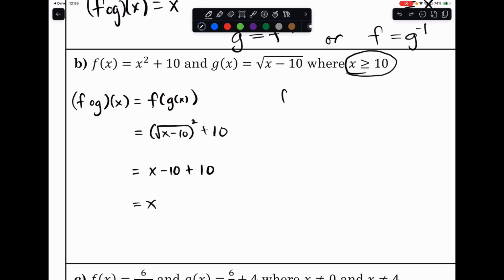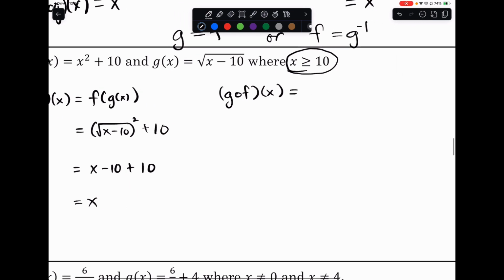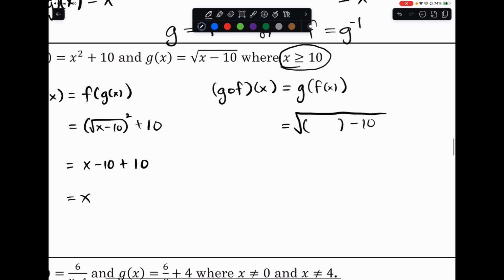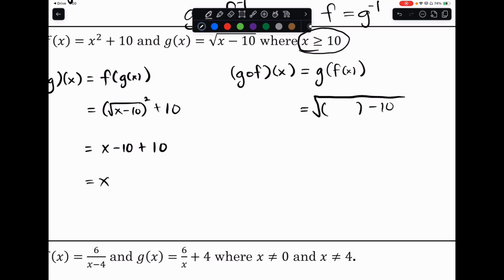Now let's do the opposite. Let's switch f and g, and get the composition of g of f. So g of f of x. We're going to write g, which is the square root of x minus 10. And in the parentheses where the x is, I'm going to write in the function f, so x squared plus 10.